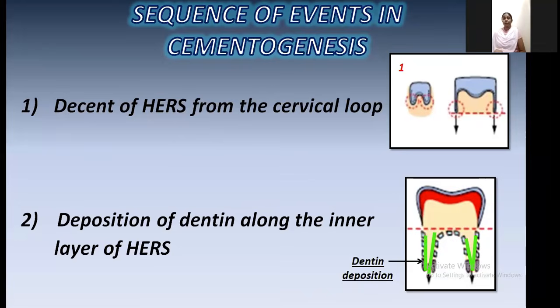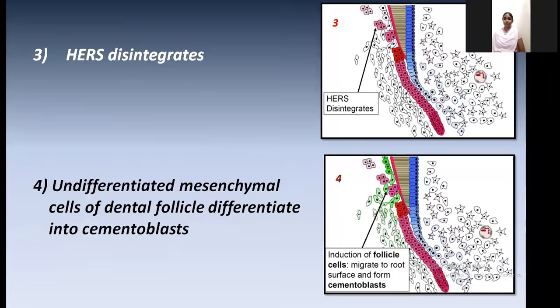This is called as reciprocal induction. Why we say reciprocal induction is because dentin is formed first and the odontoblastic cells stimulate the ameloblasts and the cementoblasts to deposit enamel and cementum respectively. So it is called as reciprocal induction.